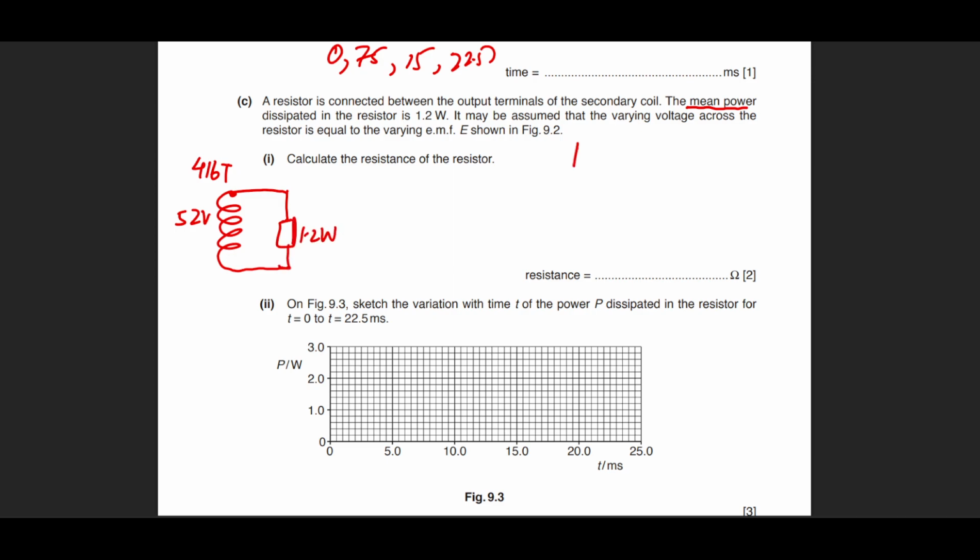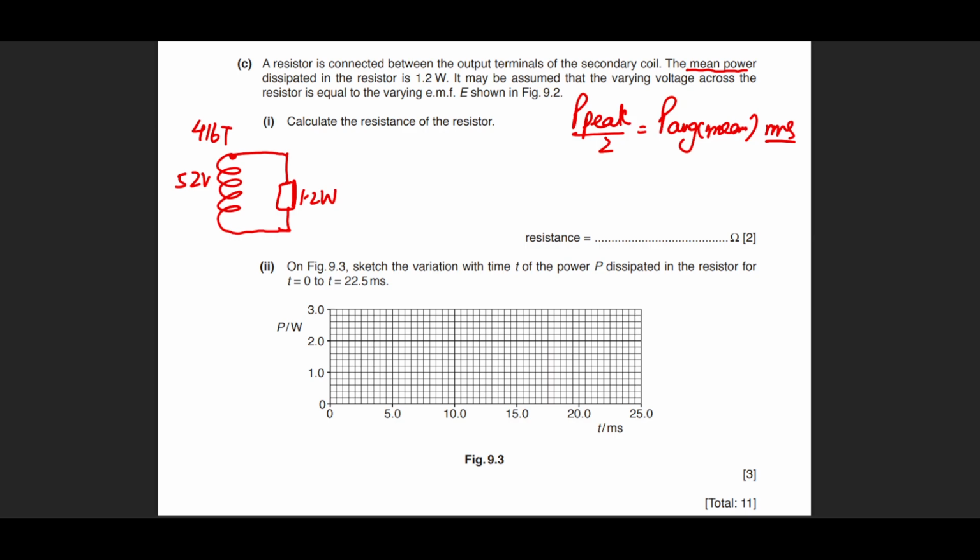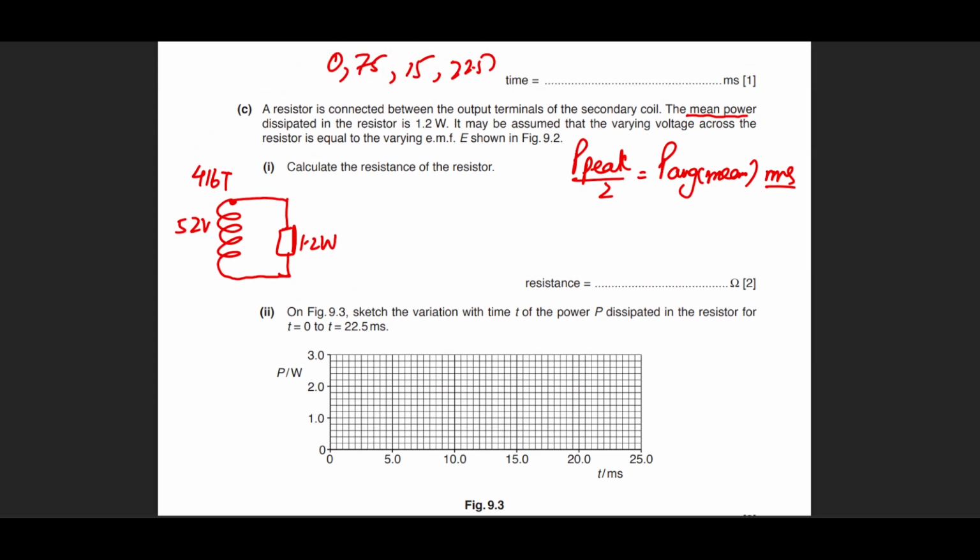Now we know that the peak power, if divided by 2, gives me the average power or the mean power or the RMS power that we've just done in this lesson. So he tells you to calculate the resistance of this resistor. What you could have done is do it in two ways. If you are dealing with the RMS value, then we can simply use the formula P RMS equals V RMS whole square divided by the resistance R.